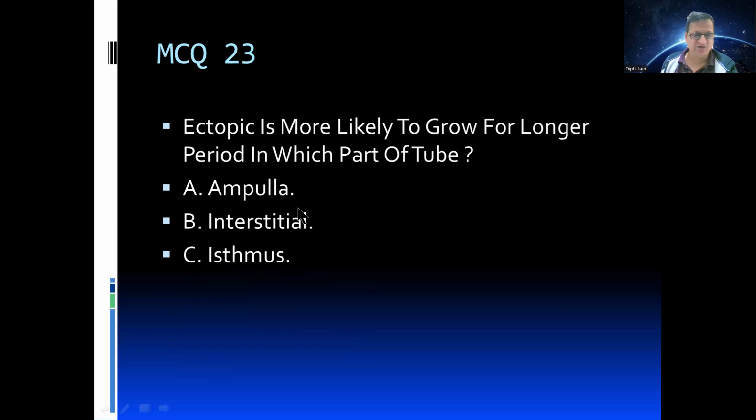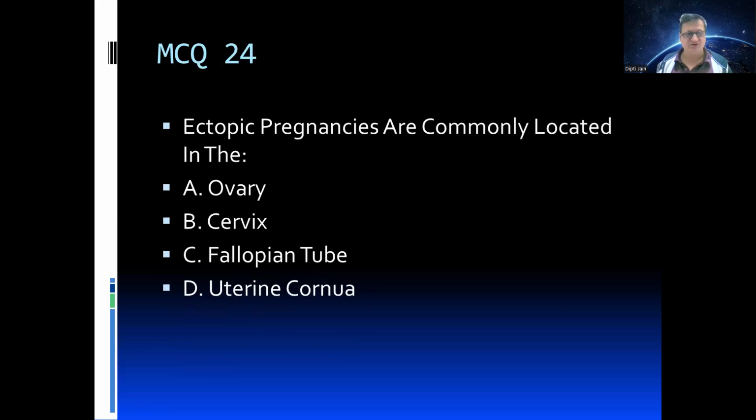Ectopic pregnancy is more likely to grow for a longer period in which part of the tube? We already discussed that interstitial pregnancy is surrounded by the uterine muscles, so it can expand to a greater extent. So answer is B, because it may grow for a longer period of time. Ectopic pregnancies are commonly located in which area? We already discussed that the fallopian tube is the most common site for the ectopic pregnancy. So answer is C.